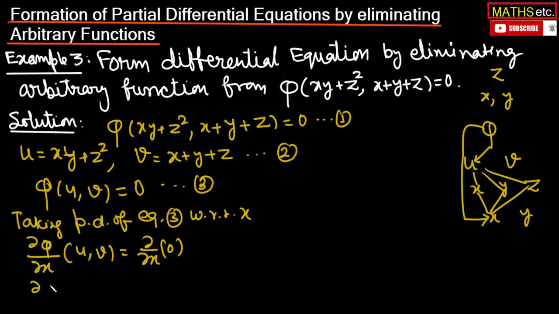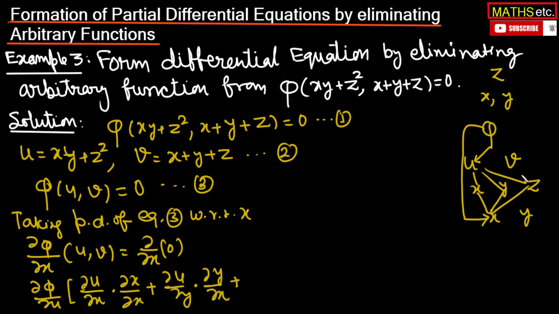So it will be partial derivative of phi with respect to u, then bracket: partial derivative of u with respect to x multiplied by partial derivative of x with respect to x, plus partial derivative of u with respect to y multiplied by partial derivative of y with respect to x. And for the third branch, partial derivative of u with respect to z multiplied by partial derivative of z with respect to x.